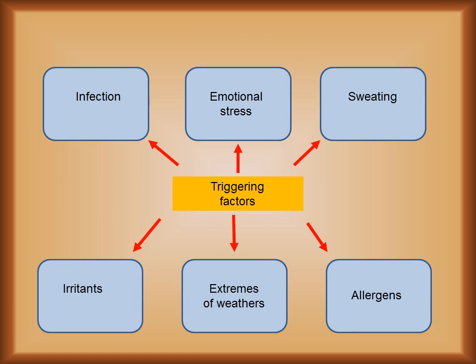Triggering factors. Infection. This can be caused by bacterial, viral or fungal agents. Irritants. Irritants include hand washing soap and detergents. Allergens. Allergens include food, for example egg, peanuts, milk, fish, soy and wheat. Aeroallergens, for instance house dust mite, pollen, animal dander and molds, can also be among the triggering factors. The other triggering factors are sweating, emotional stress and extremes of weather.